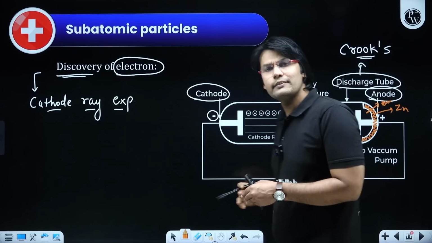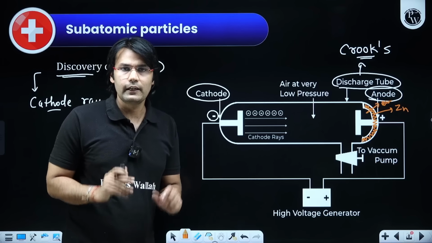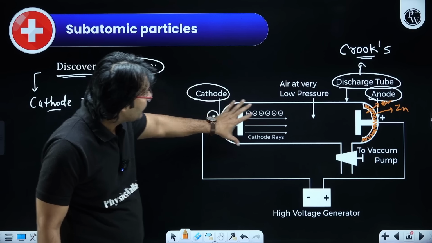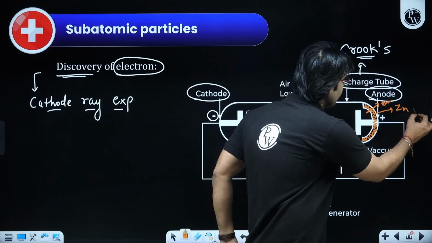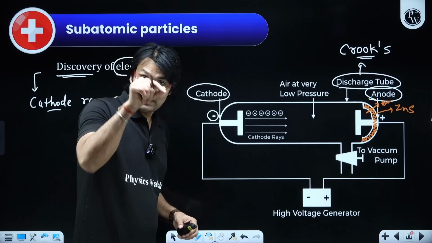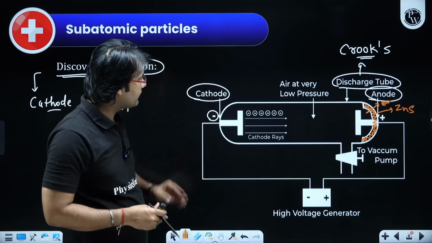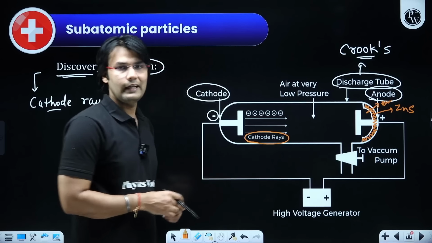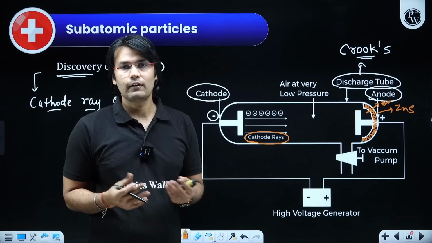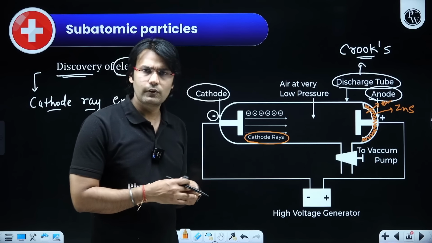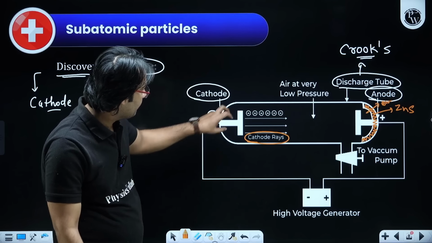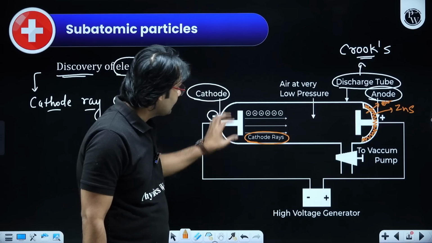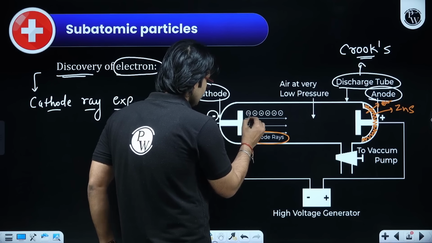So when your fluorescent screen is glowing with some color, bluish green, that means what? Something is coming from this cathode side, and it is hitting your zinc sulfide screen. And that something which is coming from cathode side, we named it as what? Cathode rays, right? But see, we people already know electron. So we can understand it like this also, that from cathode side, whatever particles are getting ejected, which are striking the zinc sulfide screen, that particle is nothing but your electron, right?